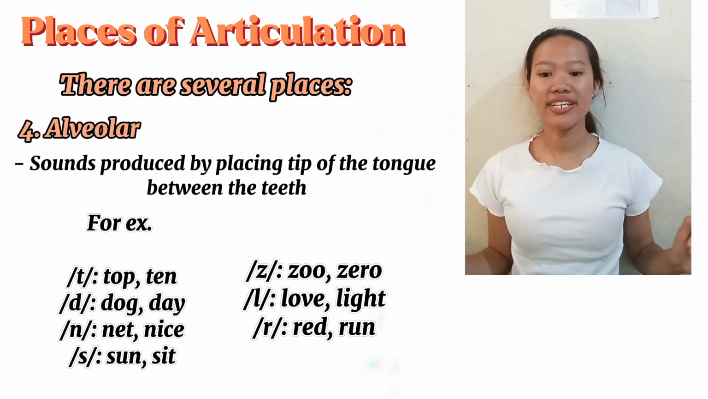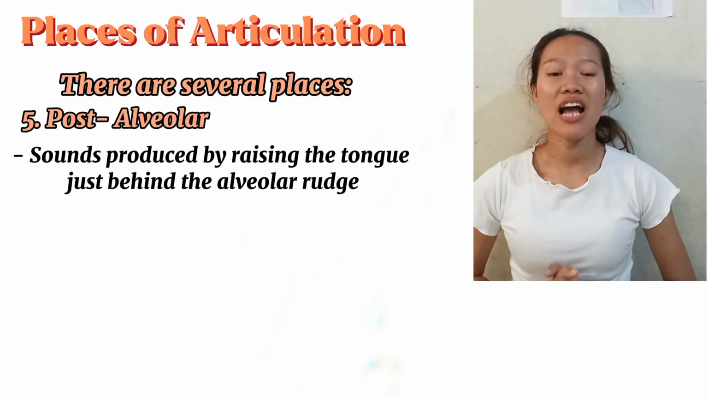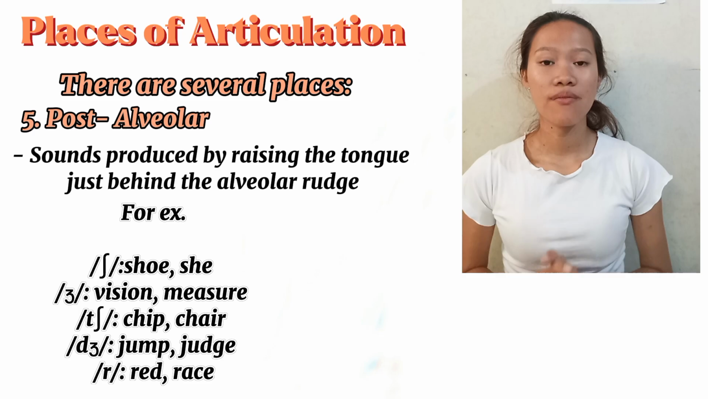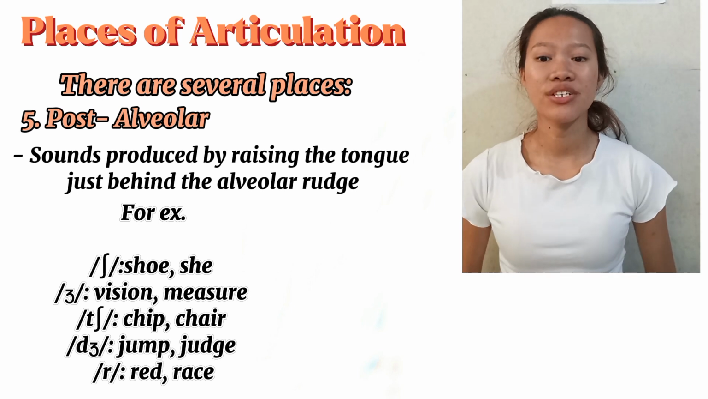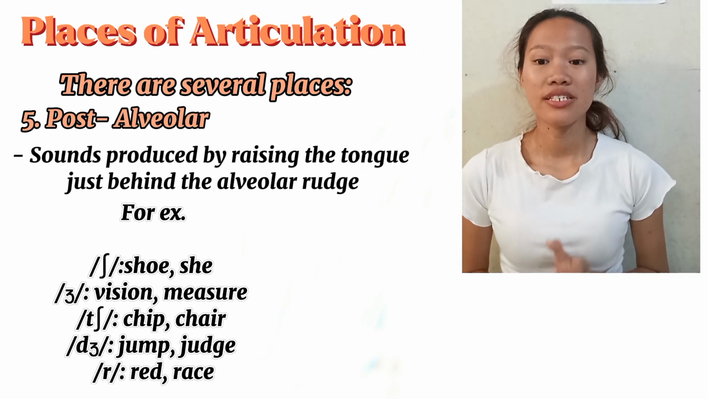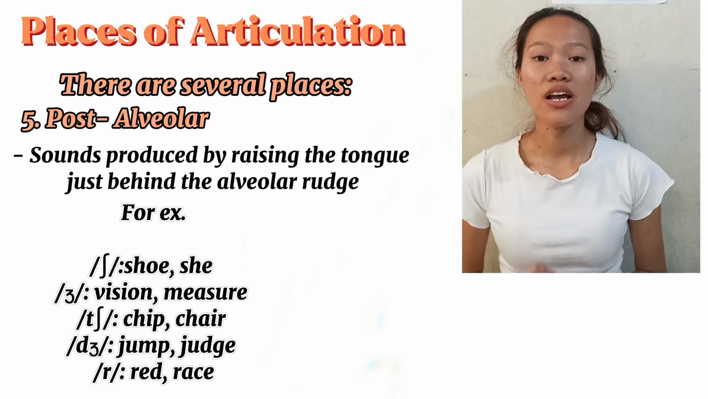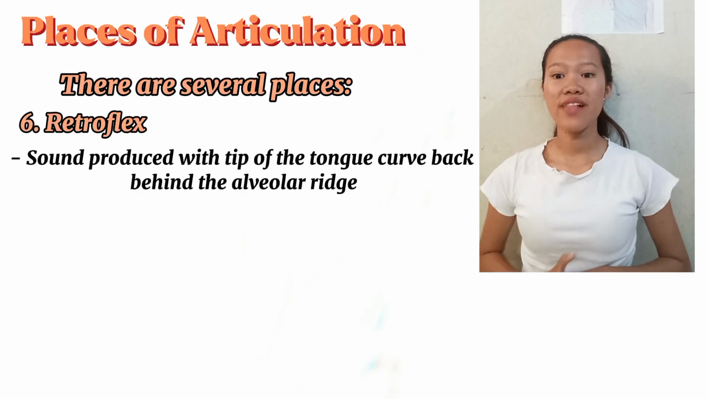place of articulation. Next, we have post-alveolar. Sounds produced by raising the tongue just behind the alveolar ridge. For example, sh, chew, she, zh, vision, measure, ch, sheep, share, j, jump, judge, red, race.